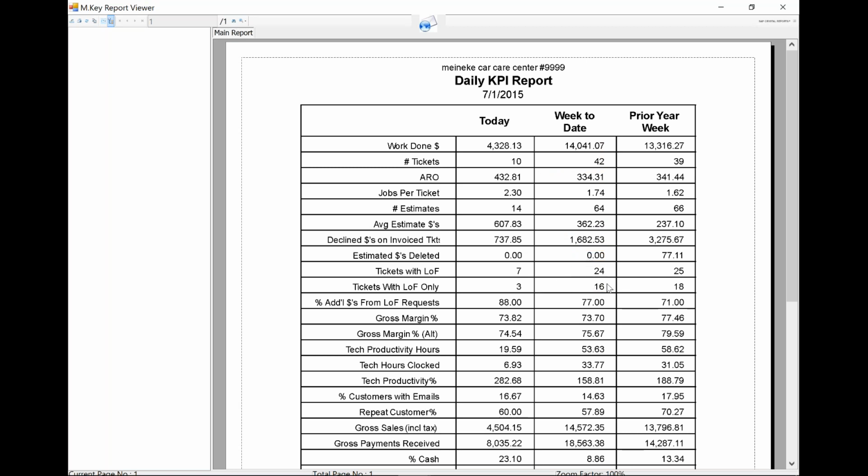Tickets with LOF and tickets with LOF only. So this tickets with LOF is the number of oil changes you have. Tickets with LOF only, we would look for this number to be 10% of this number. So we would expect it to be maybe 2 to 5, somewhere in there. As it is, there's 8 tickets of these 24 that we actually sold stuff on, which turns out to be 77% of our revenue, about $8,000 of this $14,000. And that's how we know and why we use and leverage oil changes.